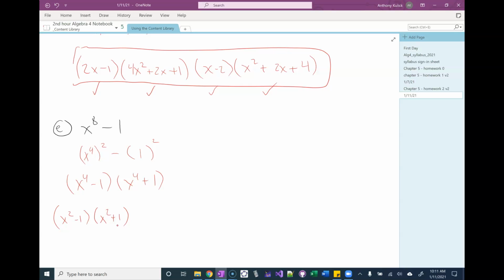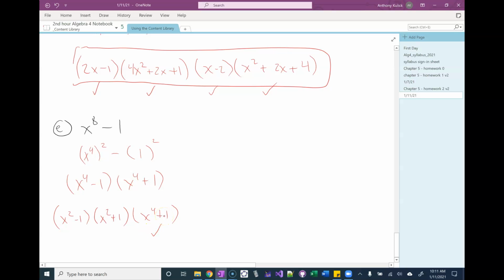How about x to the 4th plus 1? Is that a difference of two squares? No. Why not? Good, because it's a sum. Next, we would check, is it a sum or difference of two cubes? Definitely can't be because the exponent isn't a multiple of 3. So that one we can't do anything more with. So that part is done.